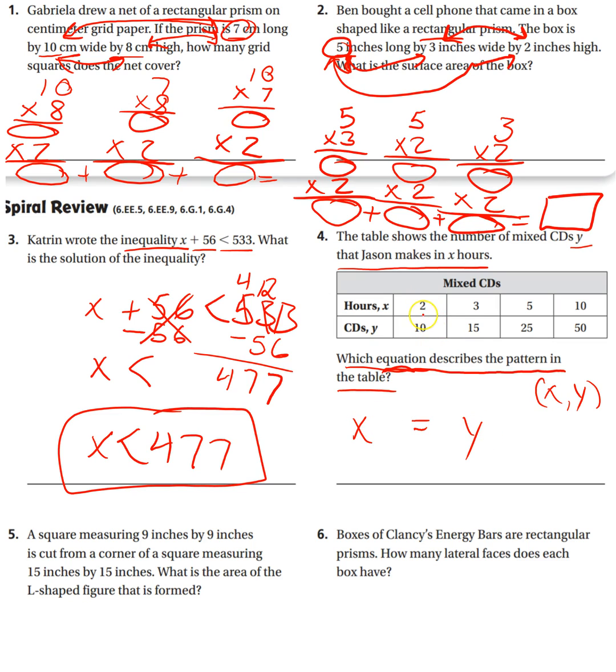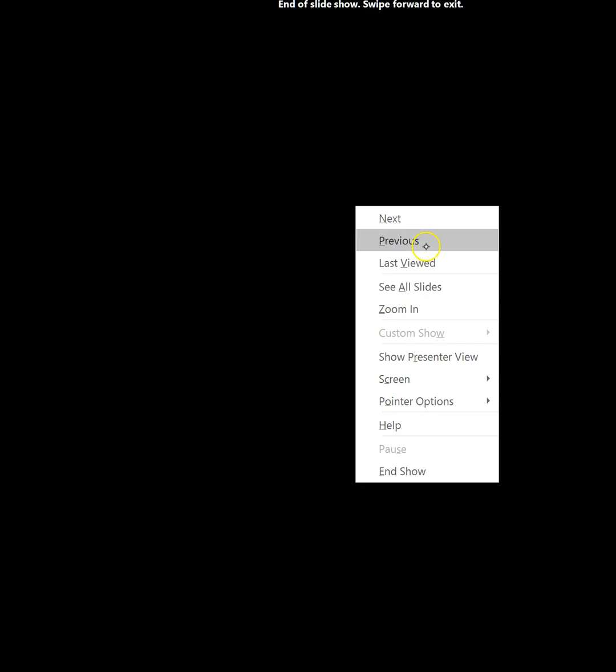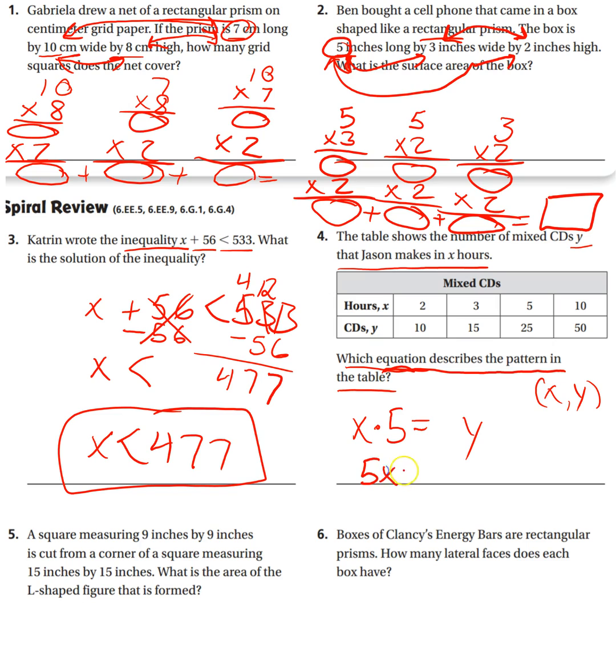So we could take 2 plus 8, and that would be 10. But then would that work here? 3 plus 8, does that give me 15? No. So what else could you do to 2 to get it up to 10? You can multiply it by 5. And would that work here? 3 times 5 is 15. Yes. 5 times 5 is 25. Yes. 10 times 5, is that 50? Yes. So they're taking x and multiplying it by 5 to get y. And again, you could also write this out as 5x equals y. Or you could write it as y equals 5x. Those are the same equations.